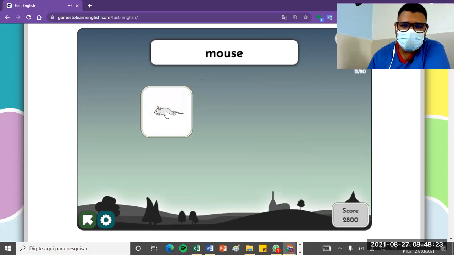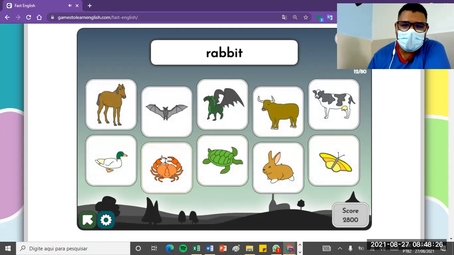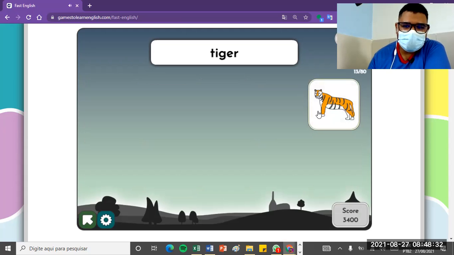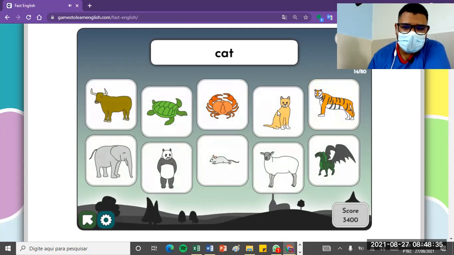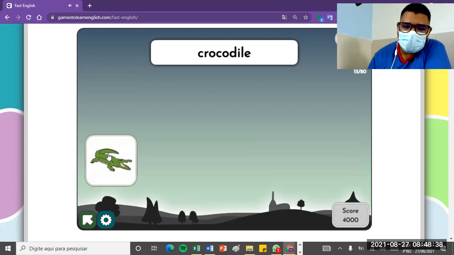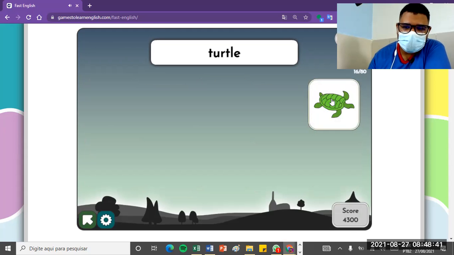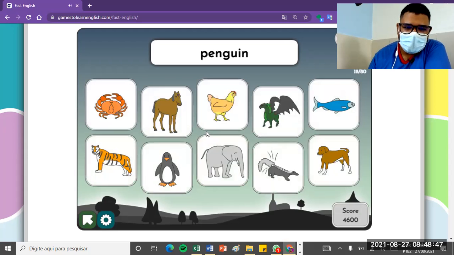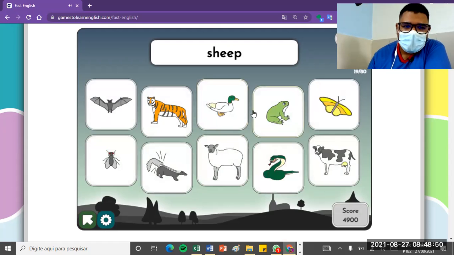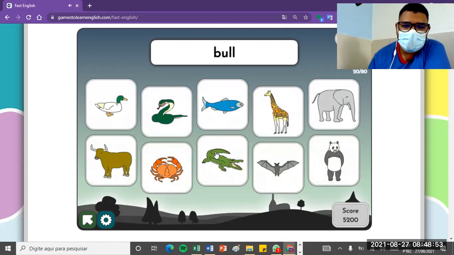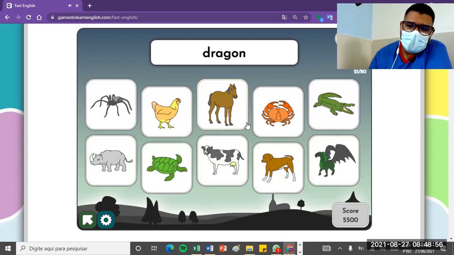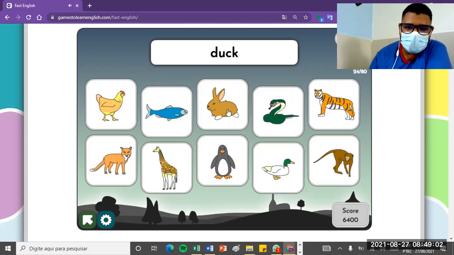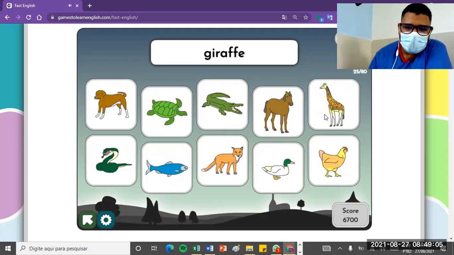Mouse. Where is a mouse here? Rabbit, can I see a rabbit? Well, here. Tiger, let me see a tiger here. Cat. Crocodile, wow. Turtle. Fox, let me see a fox. Where is the fox? Oh, here. Penguin. Sheep. Bull. Dragon. Oh, a dragon. Pig again. Panda again. Duck. Giraffe. Dog.